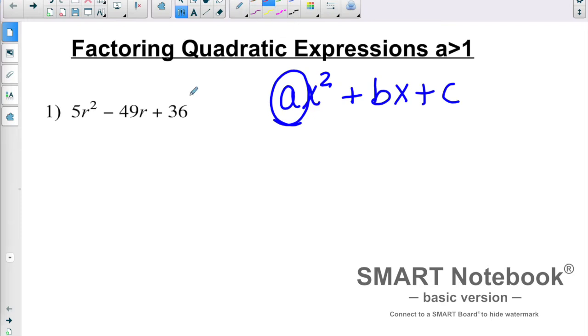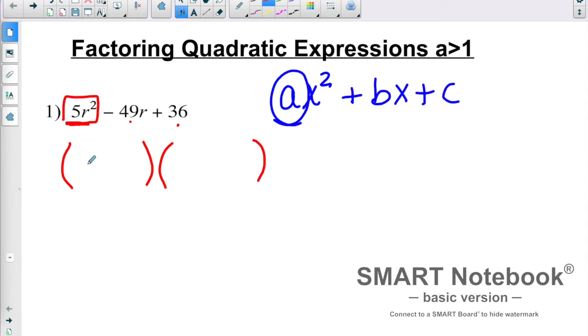And it's because if I look at this expression, there's no GCF at all. So nothing would divide into 5, 49, and 36. So there's no way that we would have a GCF. But when we think about how did we get this quadratic expression, this does factor like all the others, but we want to think about this beginning quadratic term.